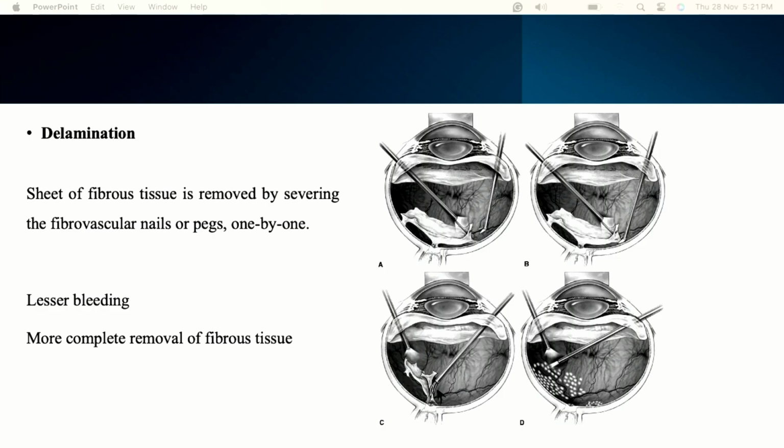In this, the edge of the fibrovascular proliferation is lifted, and the adhesions between the retina and the fibrovascular proliferation are cut. The dissection could begin either from periphery to center or from the disc side, that is inside out, or a combination of both, depending on the availability of the cleavage and the height of the TRD.